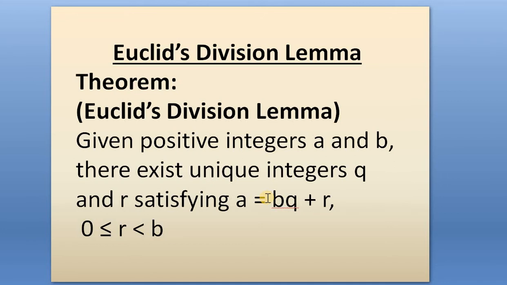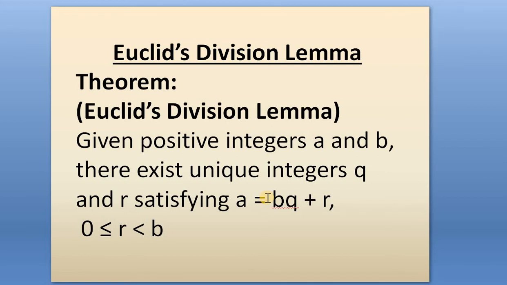Now, what does it state? According to Euclid's division lemma, given positive integers a and b, there exist unique integers q and r satisfying a is equal to bq plus r, where r is less than b but greater than or equal to 0. It's very simple to understand. When you are given two positive integers a and b, then you have unique integers q and r, where r is less than b and greater than or equal to 0.